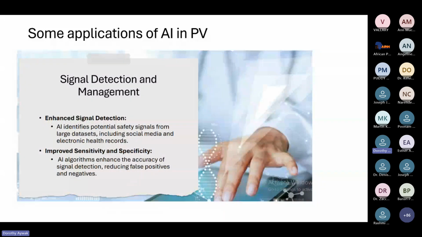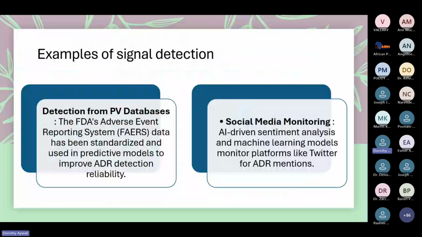And with the algorithms, you can improve your accuracy and get really good data that can support your decision making. So examples of how signal detection has been done: for the FDA, they use it when they scan.